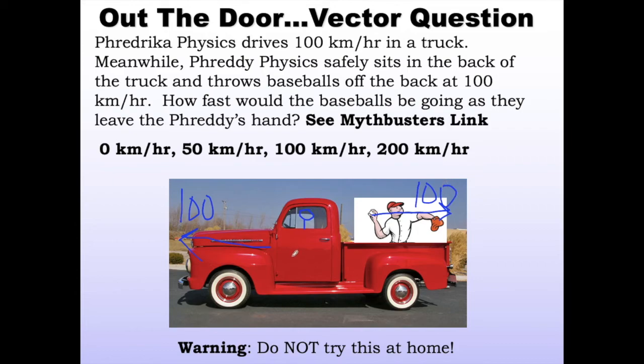So you have the truck going this way at 100, Freddie throws this way at 100, and the question is, what's the overall or resultant speed of that baseball going to be? And I gave you some choices. I said 0 kilometers per hour, 50, 100, or 200.